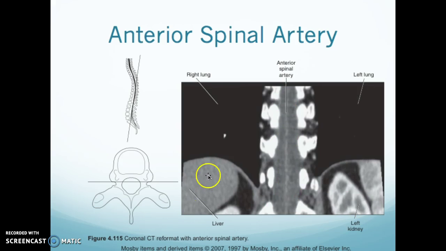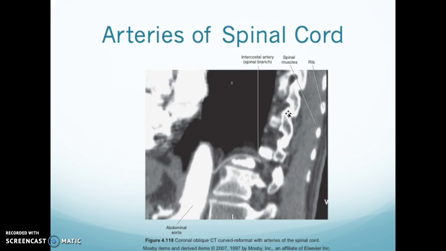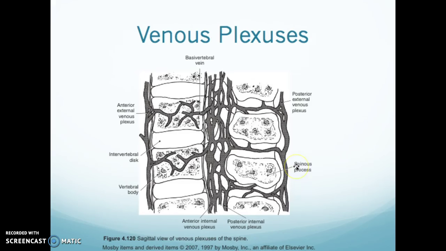So here's your left kidney and your liver. This is your right lung, left lung. So anterior spinal artery, see that little ditzel right there? That's it. Looking here, you can see that you have an artery coming across. This is with contrast, so it's coming out from the aorta, heading back to feed the spine.